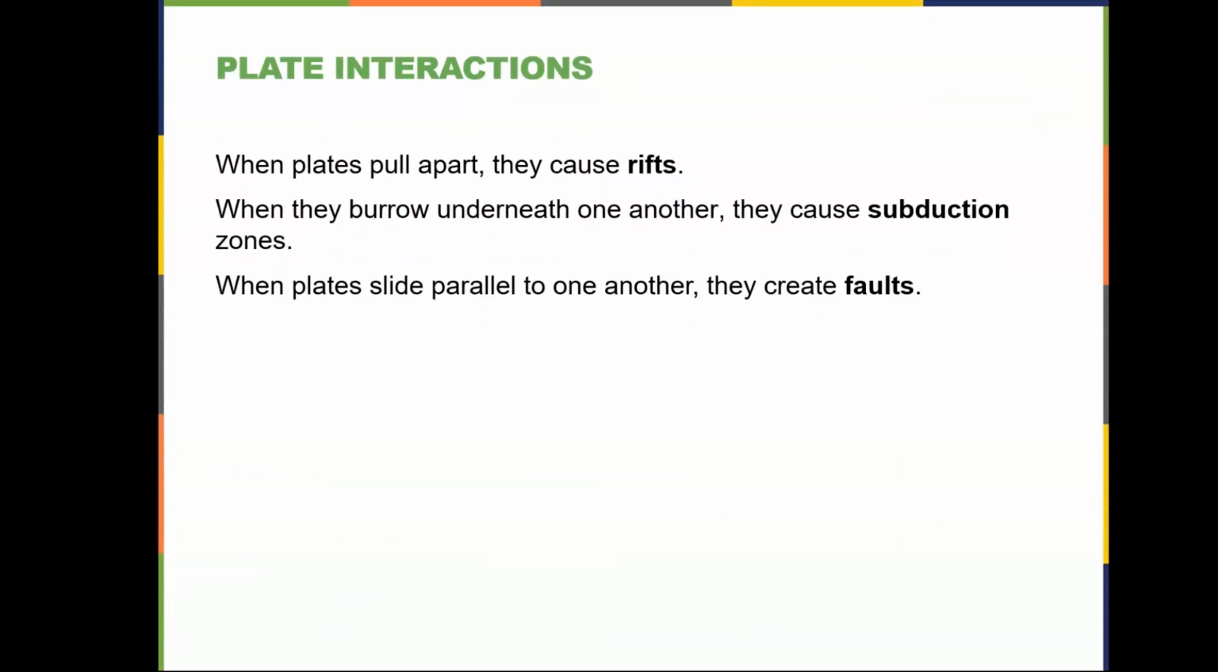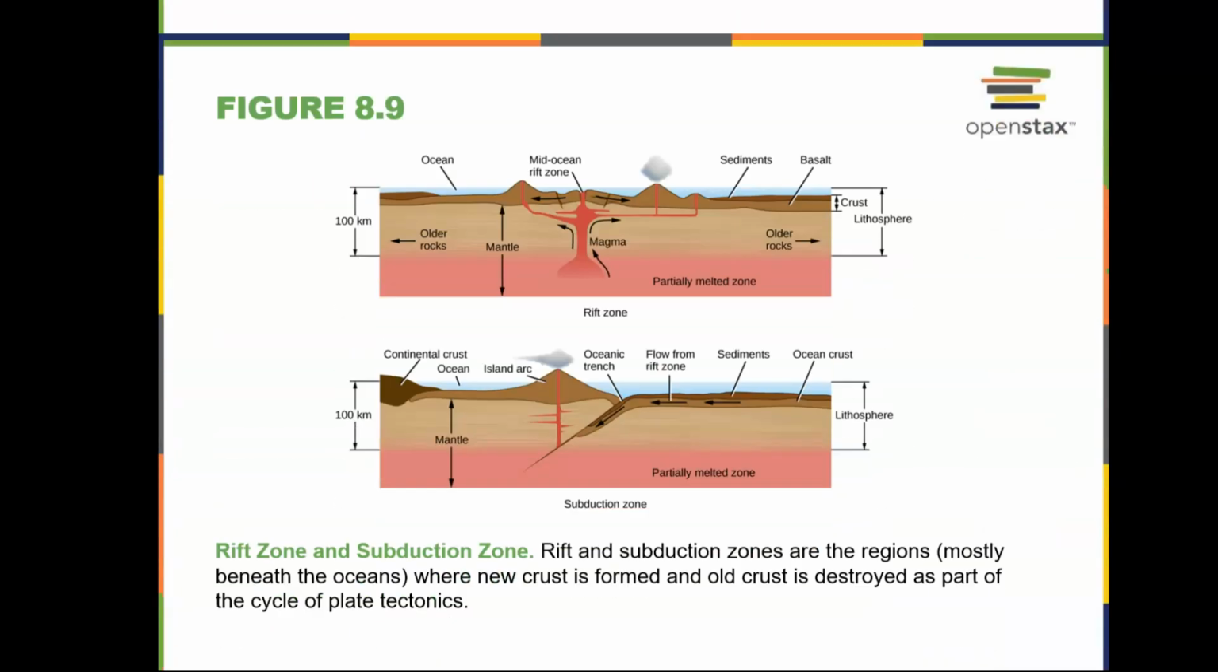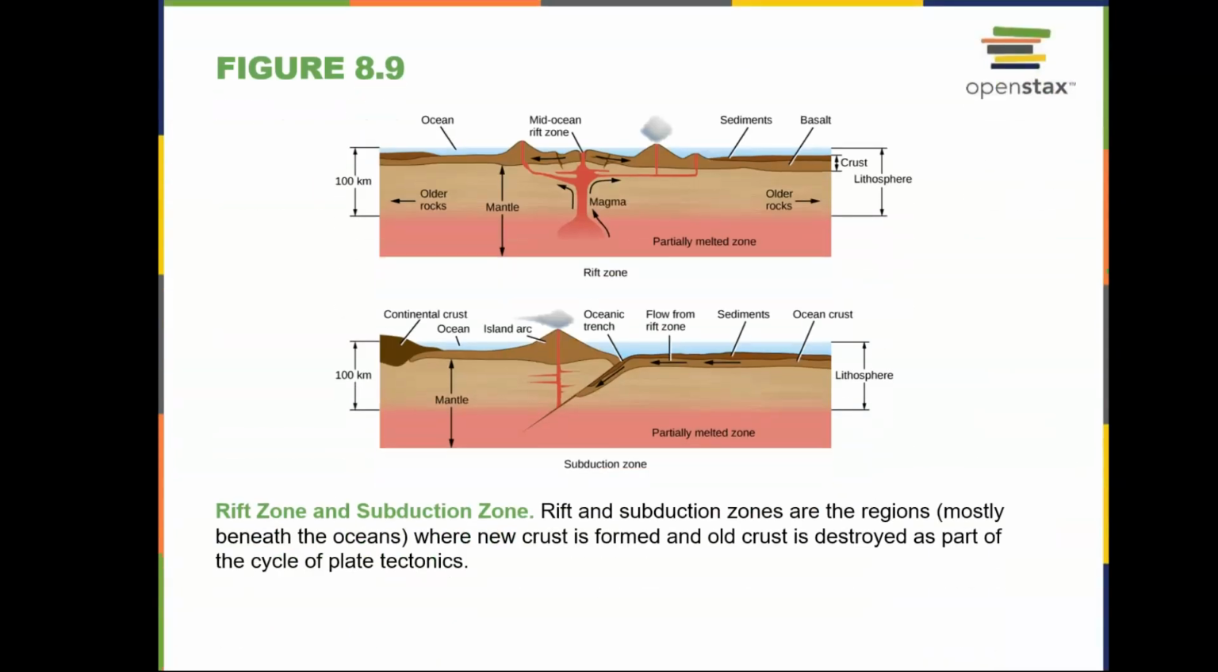We will now discuss plate interactions. When plates pull apart, they cause rifts, most occurring in the ocean. This allows magma to flow to the surface and harden into new crust like you can see in the first picture. The old crust now has to go somewhere.